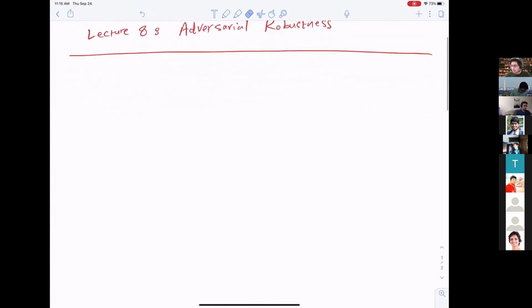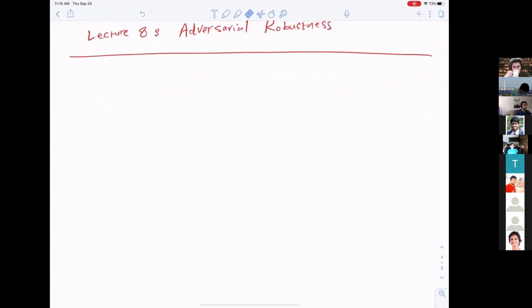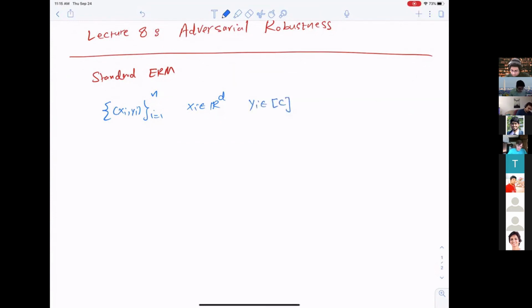So recall, in standard ERM, we have a data set with n data points, let's say (x_i, y_i), where i ranges from 1 to n. So this is my data set. And we usually assume x_i lives in a d-dimensional space. And let's consider here the multi-label classification problem with C classes.